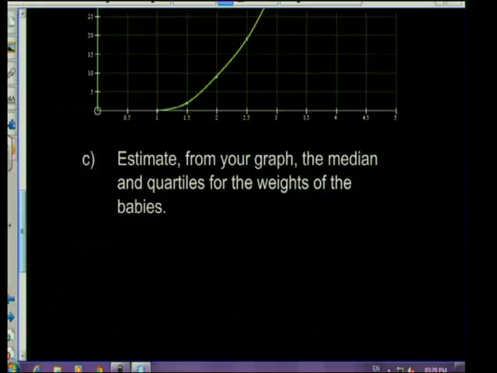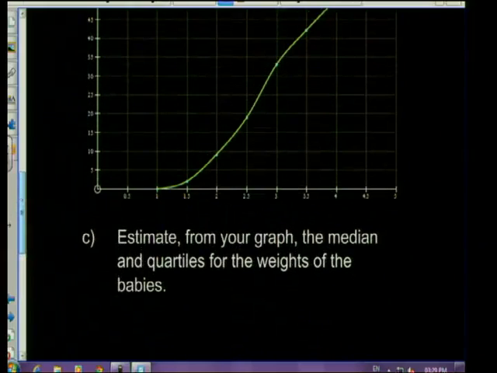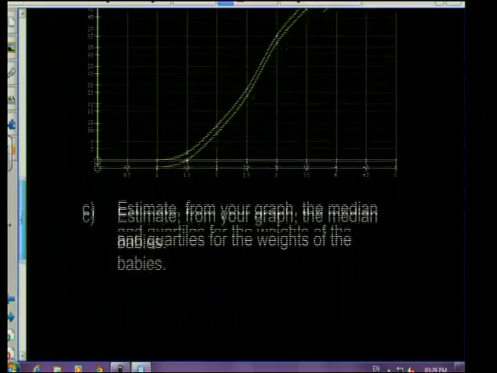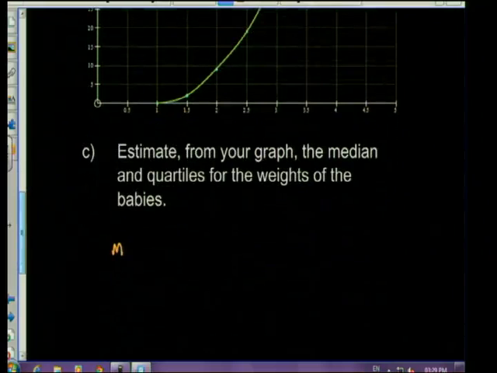So let's see, what does my question say? Estimate from your graph the median and the quartiles for the weights of the babies. This is the power of the cumulative frequency curve. It gives me one continuous curve so that I can read off values all over the place. So I want to find the median. I'm going to start off with the median.